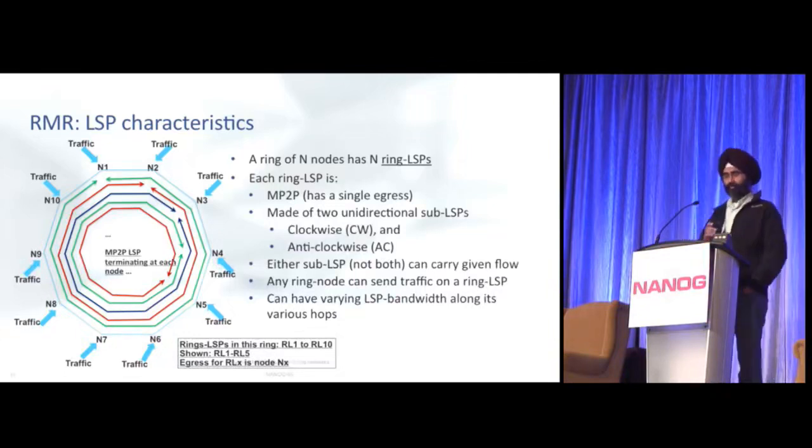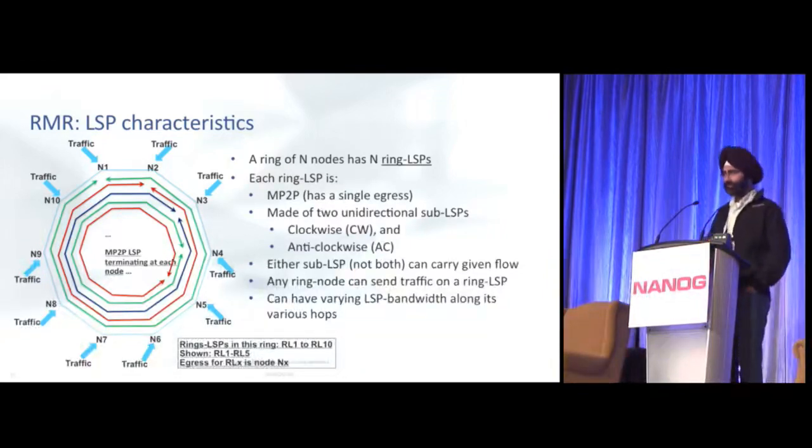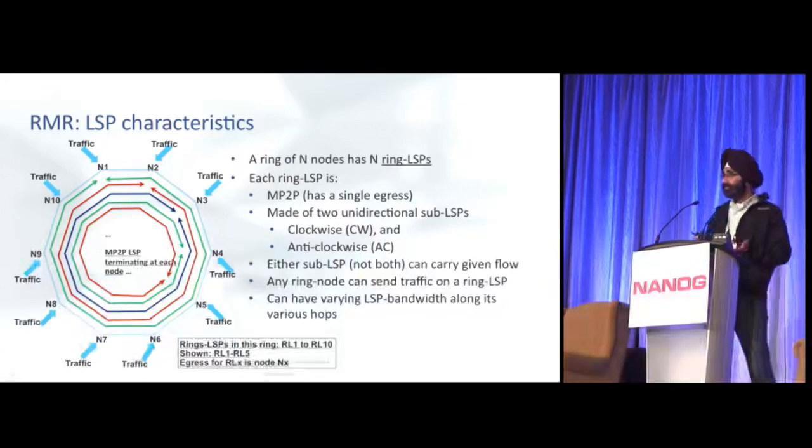So since we have a ring LSP, which may carry traffic from multiple ingresses, and different ingresses may have different bandwidth requirements in terms of how much traffic they wish to send to the egress, what this means is that the ring LSP will have associated with each of its hops a different bandwidth reservation. So basically, for the green ring LSP, for the traffic going from N5 to N4, there may be 1 meg reservation. If N4 wants more bandwidth reservation for traffic going to N1, that would be additive.